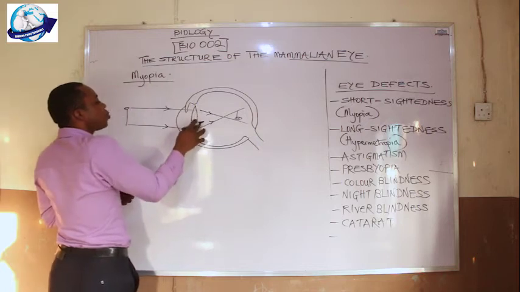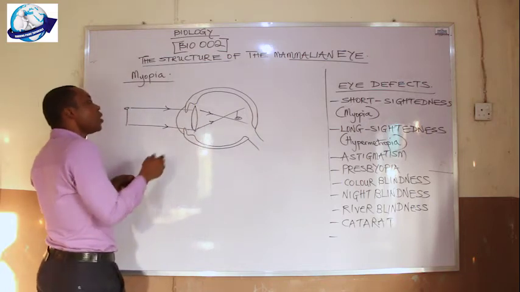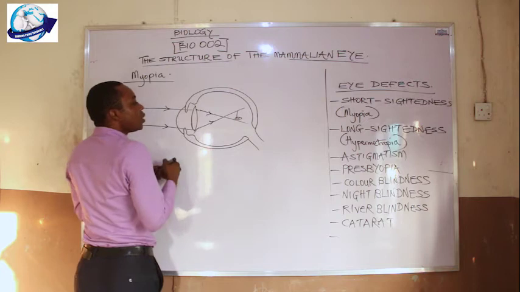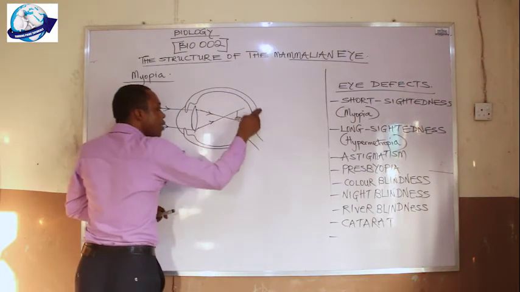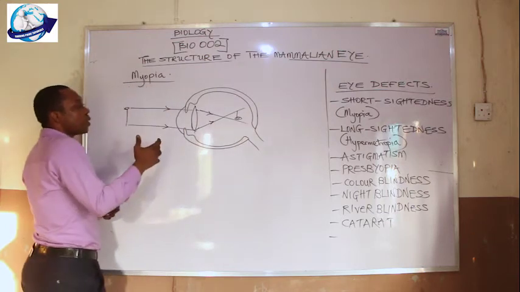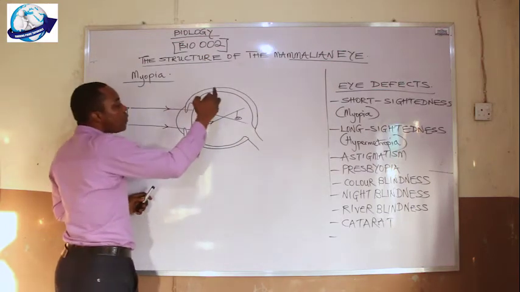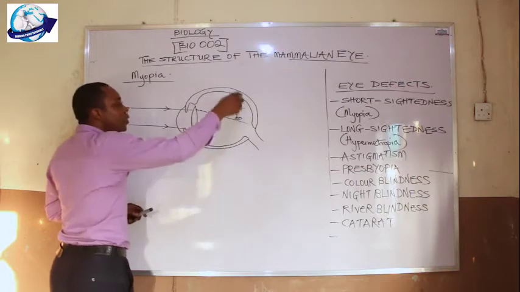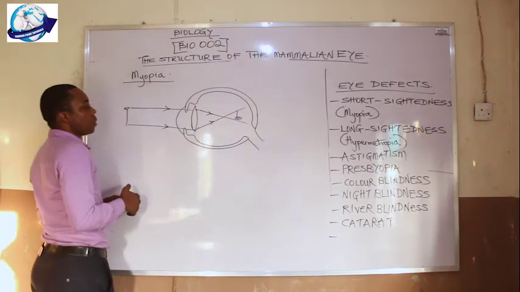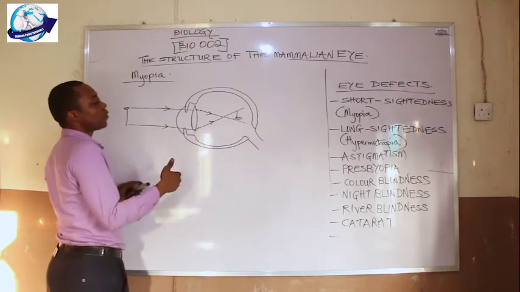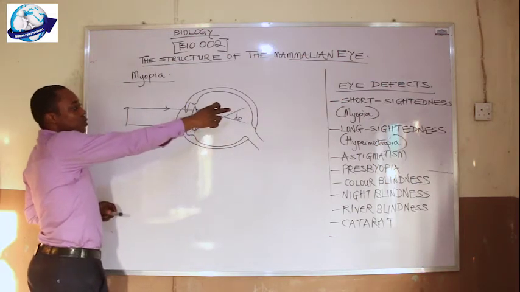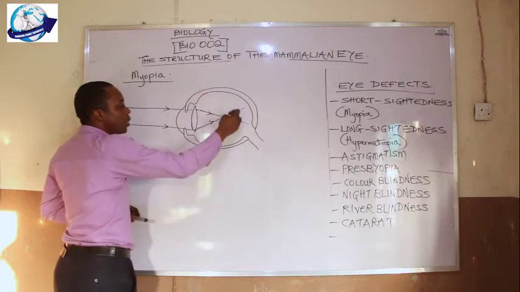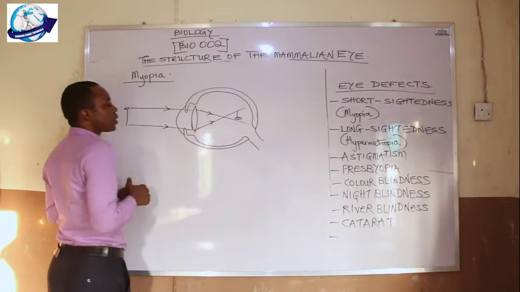Because the eyeball is too long, or the lens is too thin, the image will not appear on the retina, but it will appear in front of the retina. The eyeball is too long, making the image appear in front of the retina instead of on the retina. Or maybe the lens is too thin, and therefore the image is not able to get to the retina, but appears in front of it.